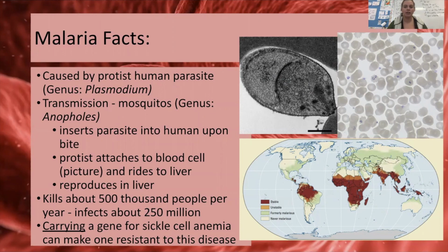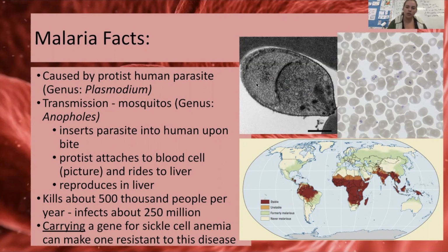Malaria is a protist that is considered a human parasite. So it lives off of humans, and it's transmitted by a certain genus of mosquitoes. And we don't have that genus in America here. But when these mosquitoes bite you, they're not only sucking out your blood, a mosquito also inserts its saliva. So when you get that itch from a mosquito, it's a localized allergy to the saliva of the mosquito that bit you. The transmission occurs when that saliva is put back into a human, carrying this little protist with it. So it's inserted upon the bite, and then the protist is going to attach to a blood cell.